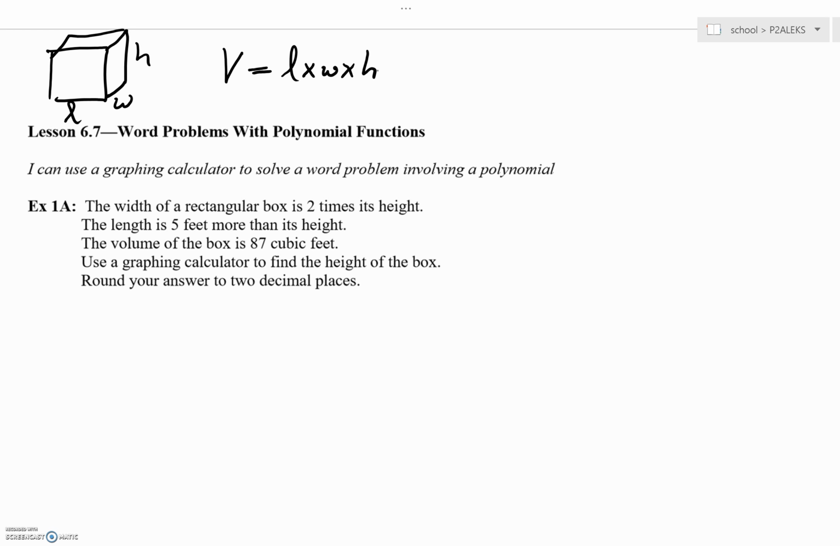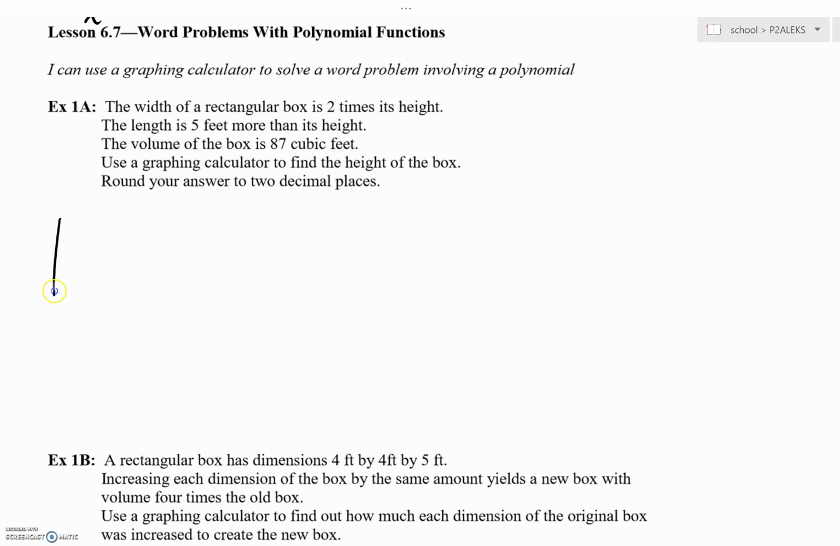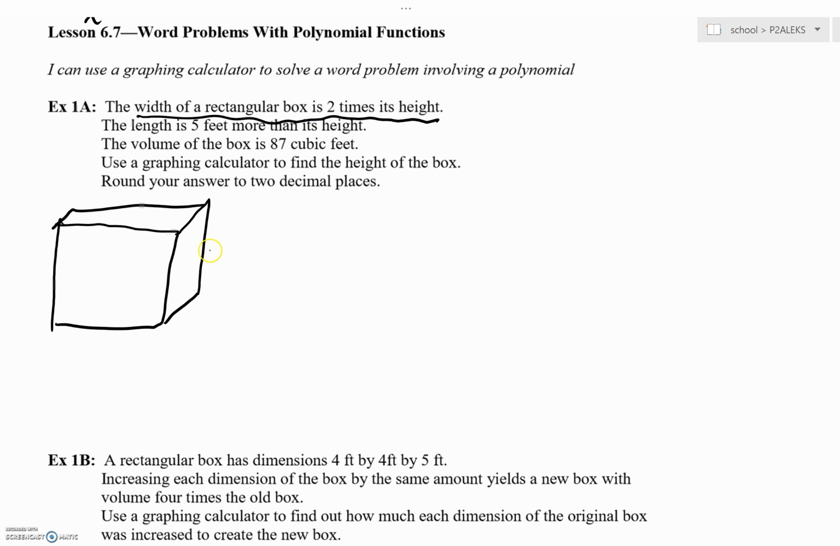And today we're going to deal with some word problems, but I've got some real good news. Desmos is going to do all the work for you. Thank goodness. So let's start by drawing ourselves a little picture here. It says that the width of a rectangular box, the width is 2 times its height.